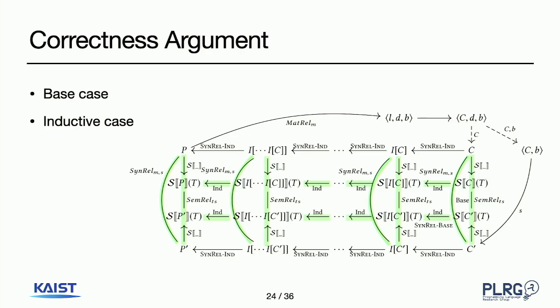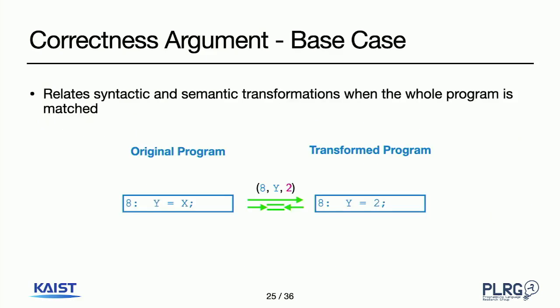The base case carries proof for the equivalence for only the matched part, and it ignores the surrounding part of syntax. On the other side, the inductive case provides the proof for the surrounding part of the syntax. So I will show the correctness argument with the examples.